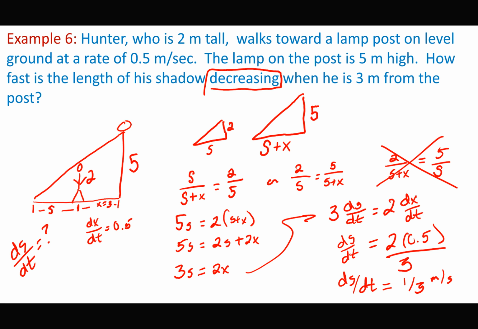If you wrote it out in words, I would say decreasing at a rate of 1/3 meters per second. Or you could just say ds dt is negative 1/3 meters per second. So this one's kind of goofy on how you would explain it; you just have to be precise on how you would justify your answer on this one.